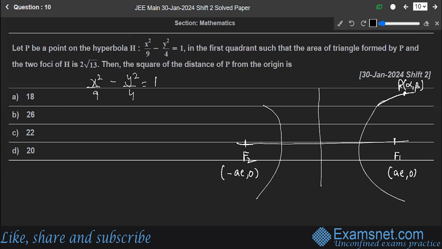From here, this is equal to 1. So A squared is equal to 9. That gives me A is equal to plus minus 3. And B squared is equal to 4. That gives me B is equal to plus minus 2. Okay, and now let's find out the eccentricity of the hyperbola.